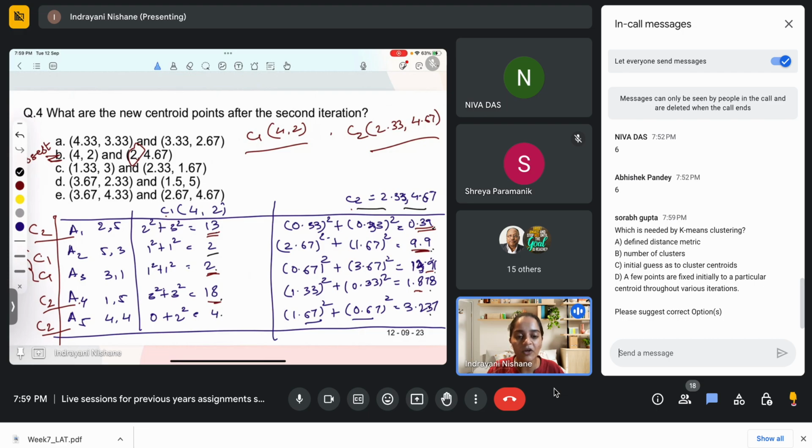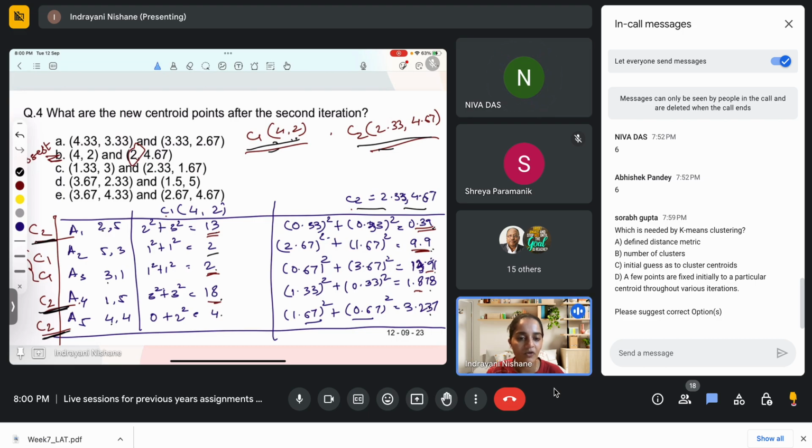How do we calculate the new centroid? We average the points in the cluster. We found the new C1 and C2 values by taking the average of the points which belonged to C1 and which belonged to C2. This 2.33 and 4.67 came after averaging 2,5, 1,5 and 4,4. And this 4,2 came after averaging 5,3 and 3,1. So when the members in the cluster remain the same, our centroid value will be constant. Okay, ma'am.